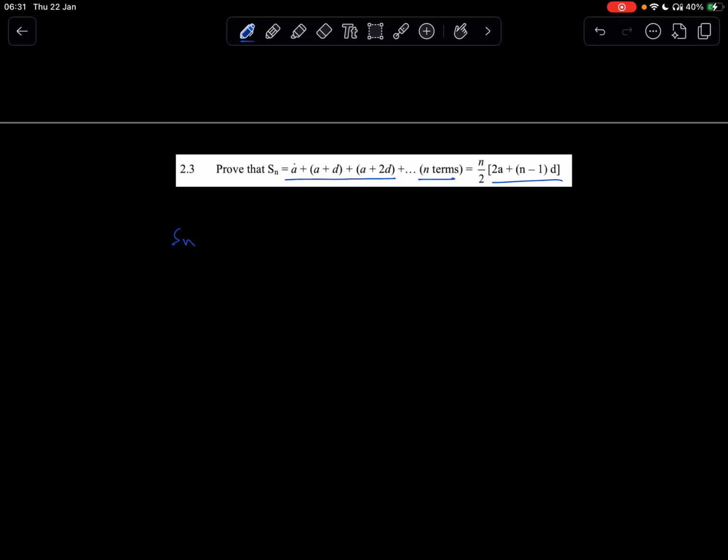So we have a, plus a plus d, plus, and so on. Now we're going to add the second last term, which is a plus (n minus 2) times d, and then the last term, a plus (n minus 1) times d. And then we're going to add these terms again, but in the reverse order. We're going to rewrite this.